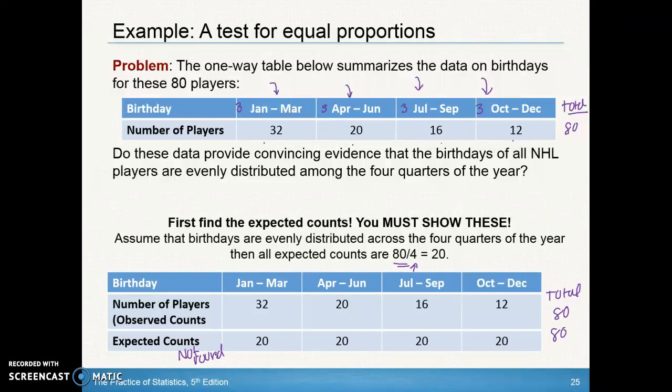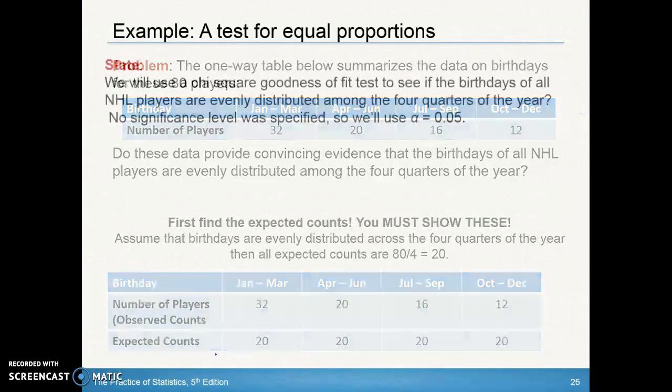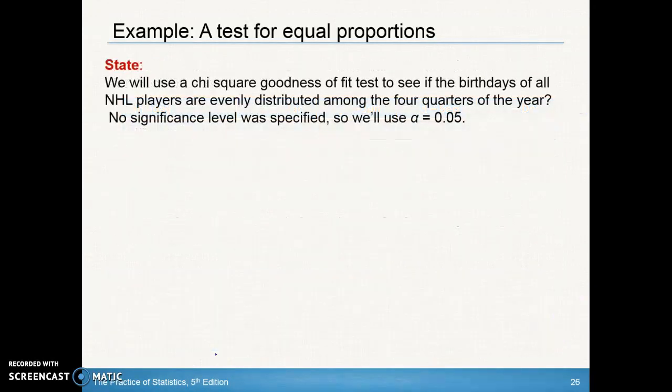So that's step number 1, find your expected counts. Okay, step number 2 is now everything that you've done in the past. Our state portion tells the reader what you're doing. We're going to use a chi-square goodness of fit test, and it's very important that you don't just say chi-square, you need to say goodness of fit, to see if the birthdays of all NHL players are evenly distributed among the 4 quarters of the year.